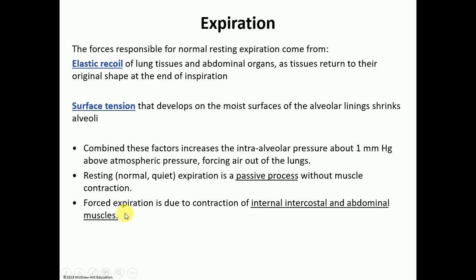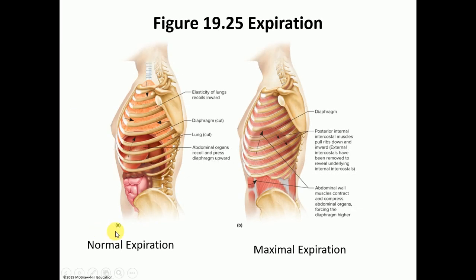During forced expiration, so if you're trying to blow candles, okay, you're going to have to use more muscles, and those would be your internal intercostals, which are the muscles in between the ribs. And you can also use the abdominal muscles in order to force air out of the lungs. So here you can see in normal expiration, that is basically by the elasticity of the lungs and also by the surface tension. Well, in maximal expiration or forced expiration, you'll start using the abdominal muscles and the internal intercostal muscles.